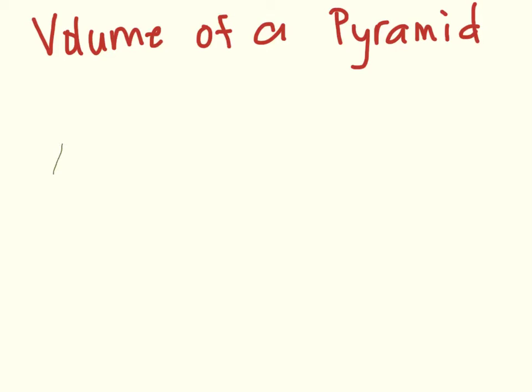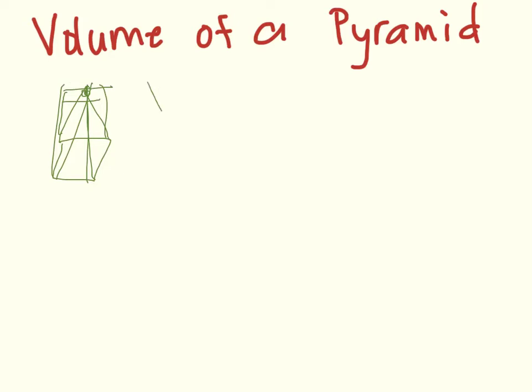So remember, a pyramid has a base and a point up at the top, and everything goes up to that top. We can have a triangular pyramid with a triangular base. We can have a rectangular pyramid. But the way that we find the volume of it is we think about, what if there was a prism on top of here and it had the same height?